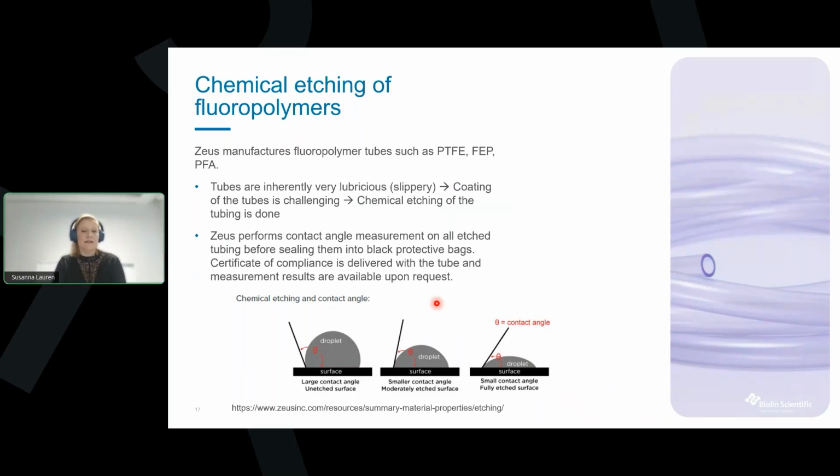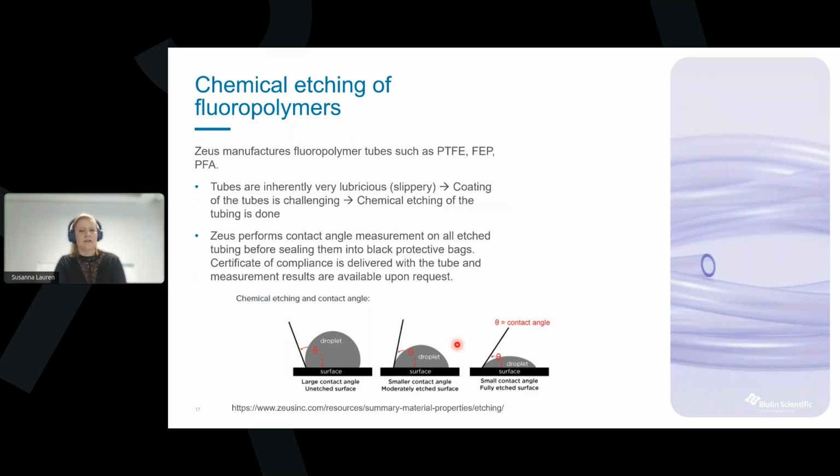So this is a chemical etching process that has been performed, but nonetheless, if you don't do any kind of surface treatment on the tube, the water contact angle will be very high, and then if you have a fully etched surface, then you can measure much lower contact angles on the same sample.